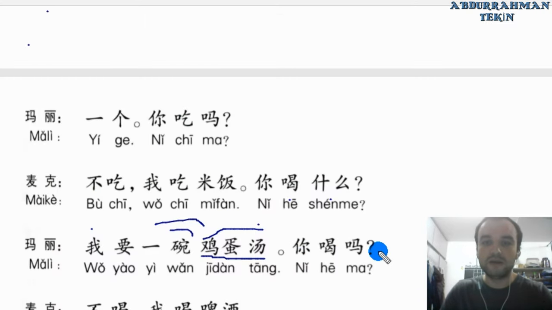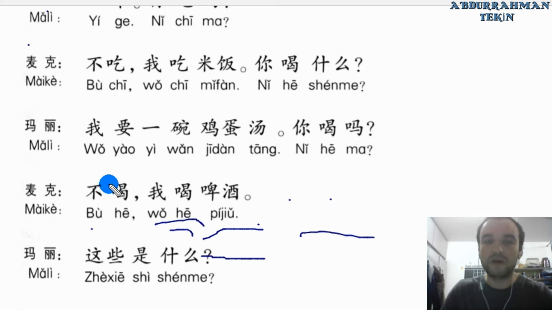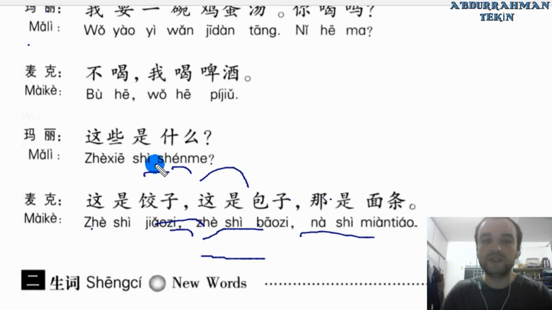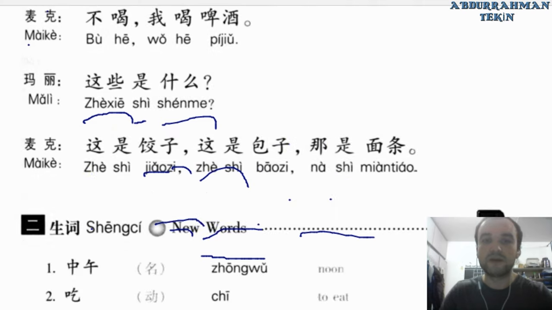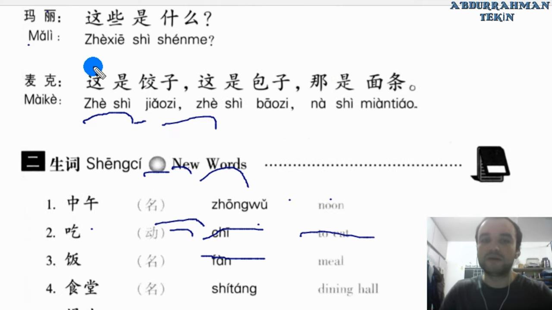And here it is. 你喝吗? Do you drink? Do you drink jidantang? 不喝. I don't drink egg soup. 我喝啤酒. 我要喝啤酒. Beer. I drink beer. 这些是什么? 这些 means these. 是, to be. 什么, what? What is this? 这是饺子. This is jiaozi. 这是包子. This is baozi.